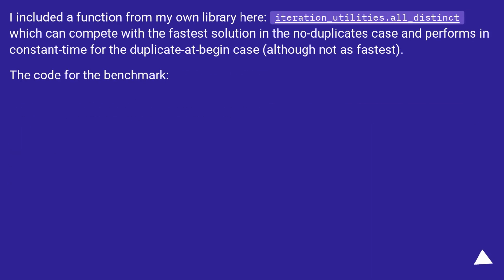I included a function from my own library here, iteration_utilities.all_distinct, which can compete with the fastest solution in the no duplicates case and performs in constant time for the duplicate at begin case, although not as fast.